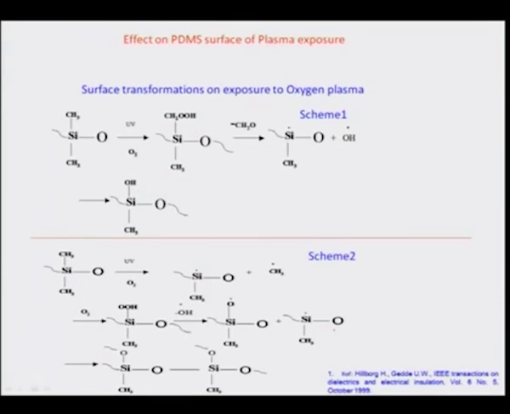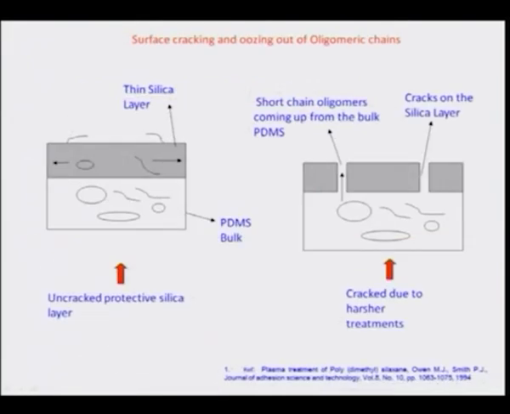So, there are several transformations on the surface that have been reported by various groups working on PDMS. One, of course, is the formation of OH, and in scheme 2 there is a series of steps of UV and O2 exposure, which again leads to the formation of SiO. So, there are different reactions which have been reported by various people working with this polymeric material PDMS as a basis of bonding between the surfaces.